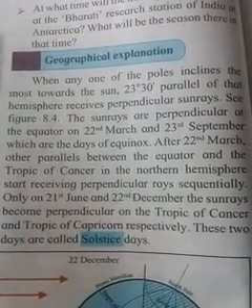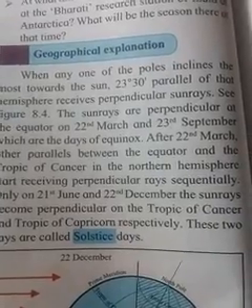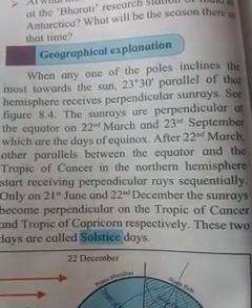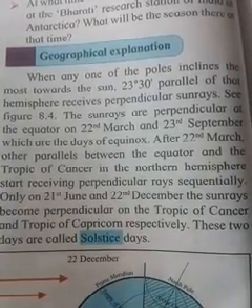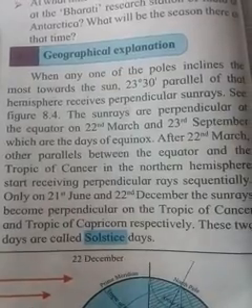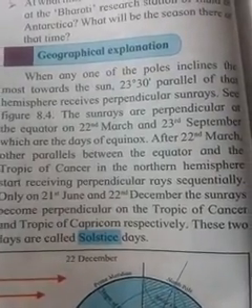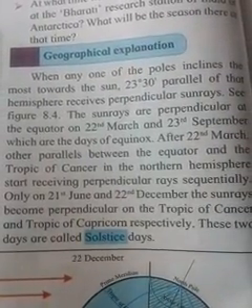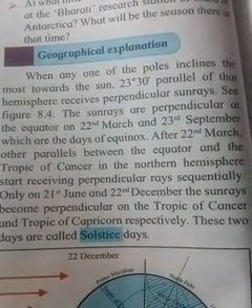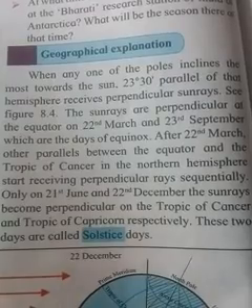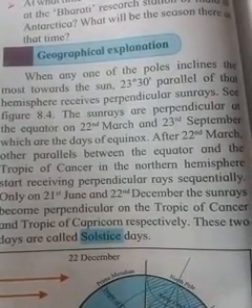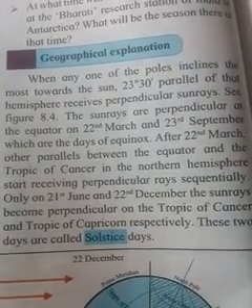After the 22nd March, other parallels between the equator and the Tropic of Cancer in the northern hemisphere start receiving perpendicular rays sequentially. That means the other parallels between the equator and the Tropic of Cancer in the northern hemisphere start receiving perpendicular rays sequentially.